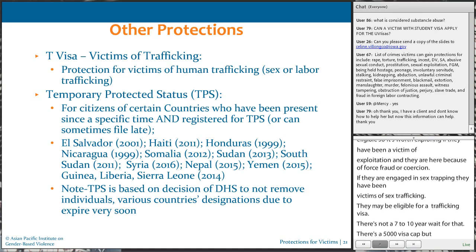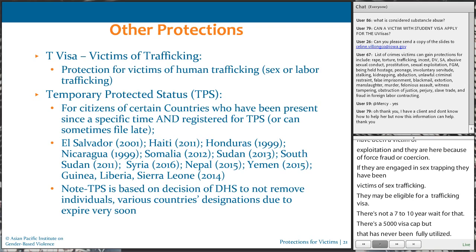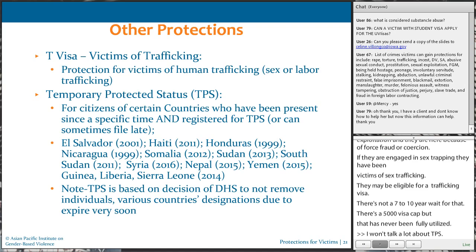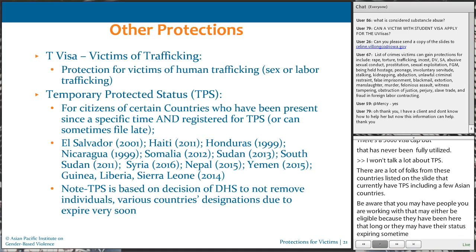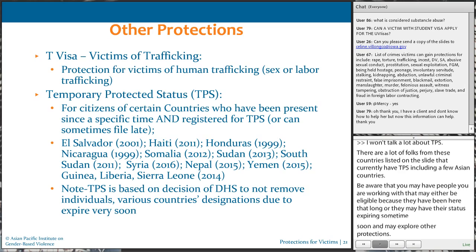I'm not going to talk a lot about TPS, but there are certainly a lot of folks right now from these countries that are listed on the slide that currently have TPS, including a few Asian countries. Be aware that you may have folks that you're working with who may either be eligible because they've been here that long, or may have their status expiring sometime soon, and so may be exploring other protections. If you've got folks from these countries who are wondering whether they're going to have status in the next year or so, you'll want to check the news about whether TPS still exists for them, when the decisions are going to be made, and whether the status is going to expire soon or not.